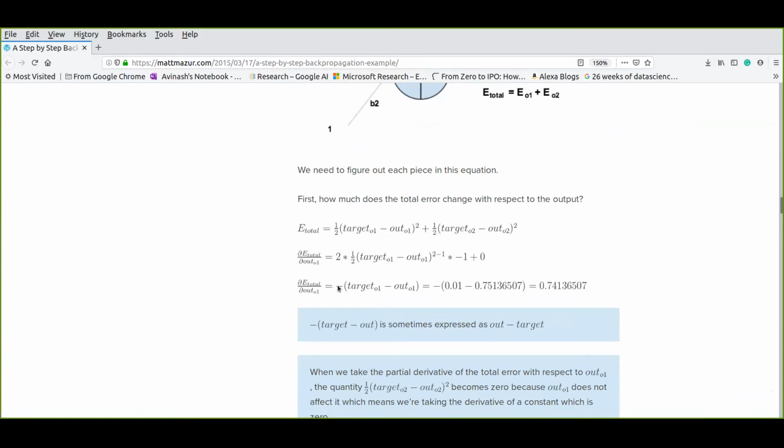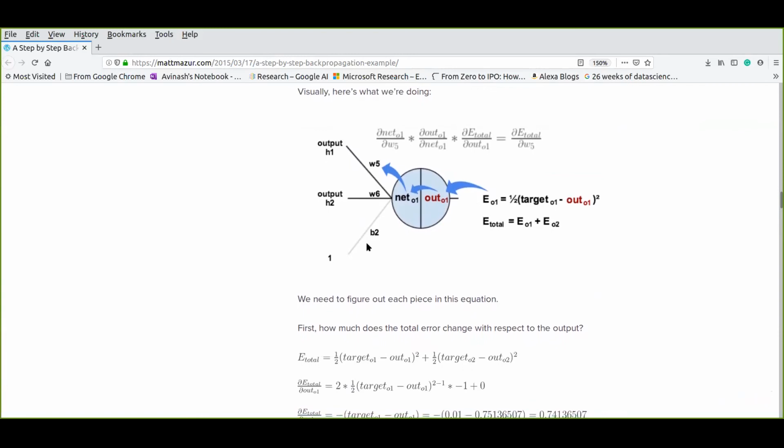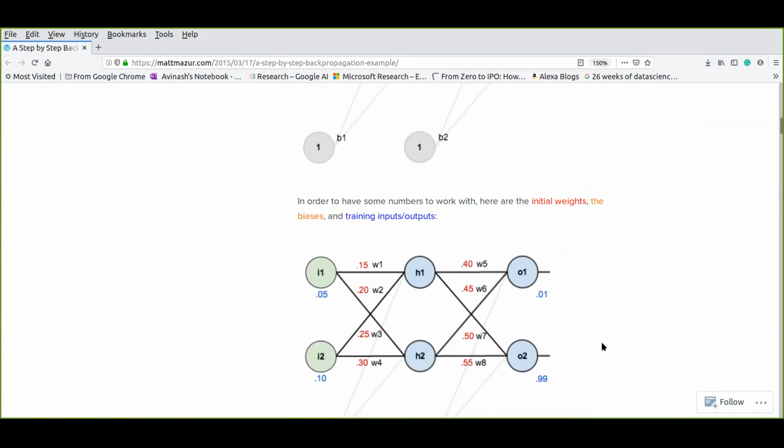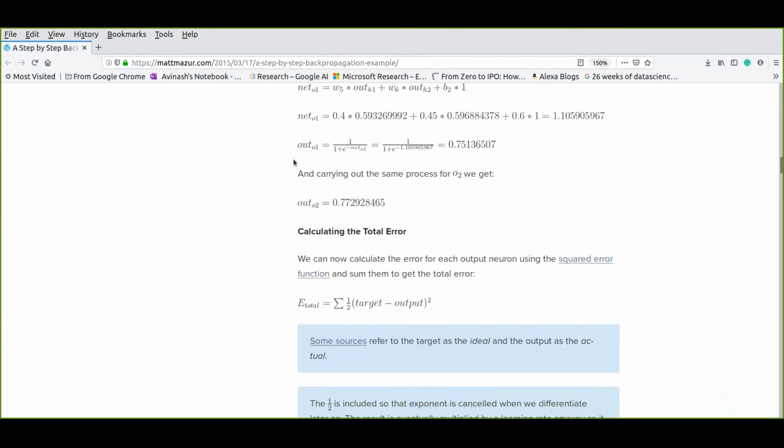Here we are calculating each of these terms. E total, as we have seen in the previous step, is made up of two parts: output O1 and output O2. To calculate the total error, we calculate the error recorded for this output neuron and the error recorded here, and then we combine those two to get our E total. So that's this equation here.